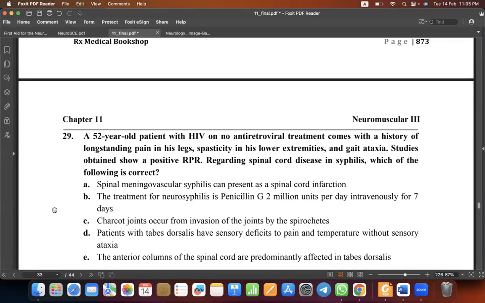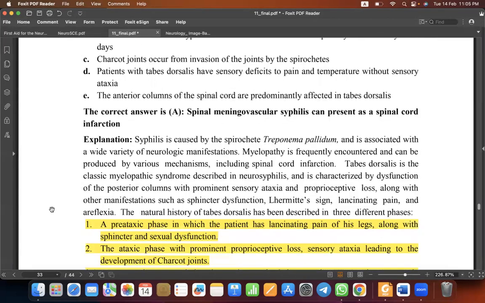The Charcot joint is not due to the spirochete invasion. It is due to the proprioceptive loss causing recurrent injury and problems. The treatment of neurosyphilis, it's not right, I guess. And meningovascular syphilis, as I told earlier, the patient can present to us with stroke. So that will be the best answer.